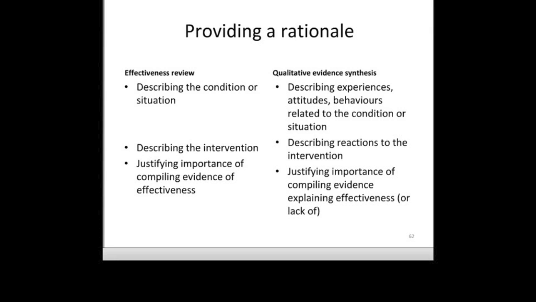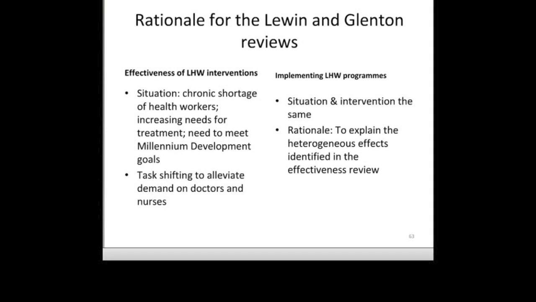So the Lewin and Glenton reviews, the ones on lay health workers, I've incorporated an example of how they actually positioned their rationale, and for the effectiveness part, it was situated in chronic shortage of health workers, increasing the need for treatment, and into task shifting to alleviate the demand on doctors and nurses who are currently heavily loaded. So that's why this review needed to be done, to actually explore the potential of these lay health workers.